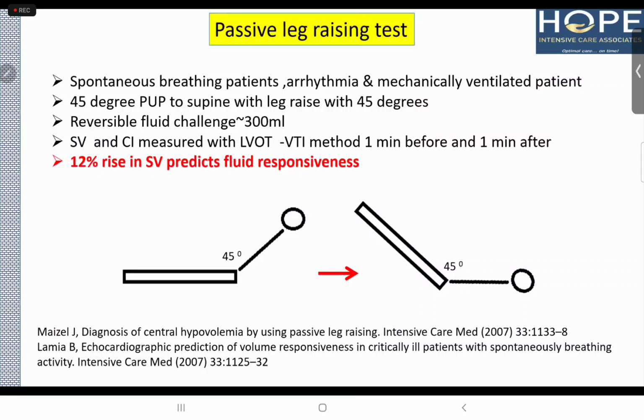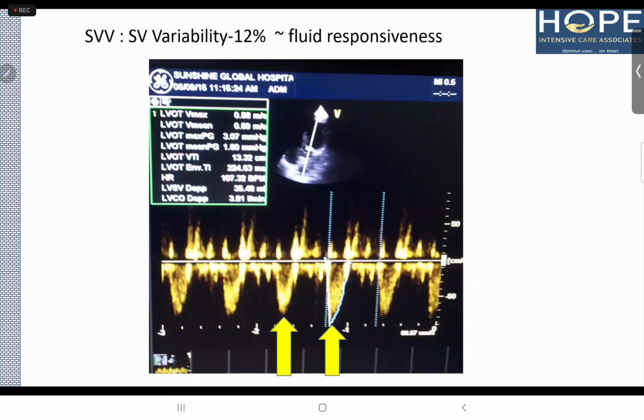If there is more than a 12% rise in stroke volume with the flat, leg-up position, that means this patient is fluid responsive. The importance of passive leg raising is that it gives a practically reversible fluid challenge of roughly 300 ml. And when you prop up the patient, the fluid is shunted back to the extremities. So this is helpful, but extra caution is required when the patient is in ICU with multiple tubes connected to them. So this is how the variability is checked.